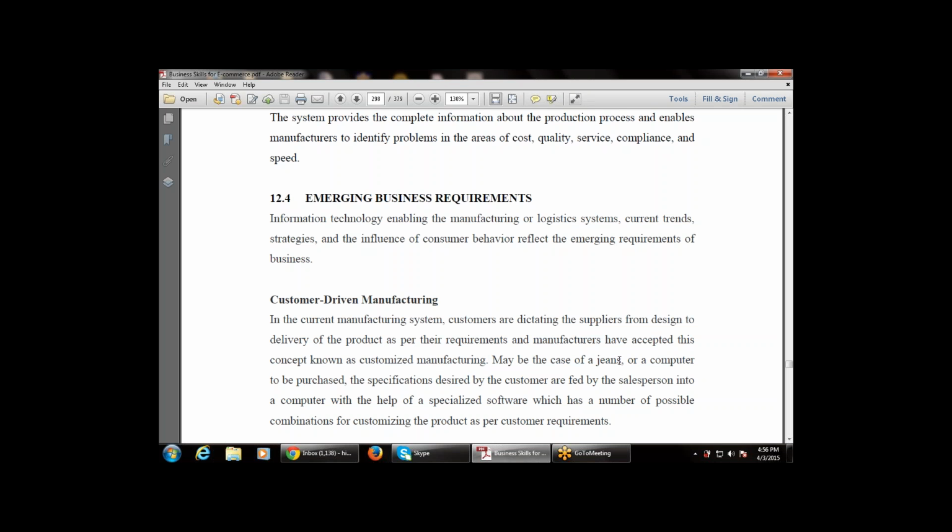Maybe it is the case of a computer to be purchased, the specifications desired by the customer are fed by the salesperson into a computer with the help of specialized software. So if I want to assemble a laptop or a computer, every piece of information is provided by the customer, for example how many GBs of RAM are required, how many graphic cards are required, how many inputs are required. All that can be fed into a system with the use of the internet and computer, that helps to make the customized computer.